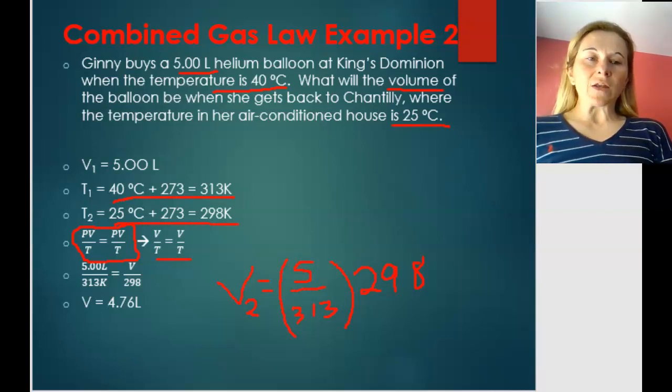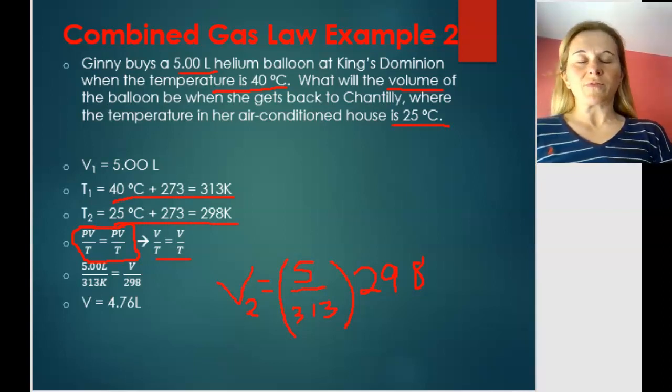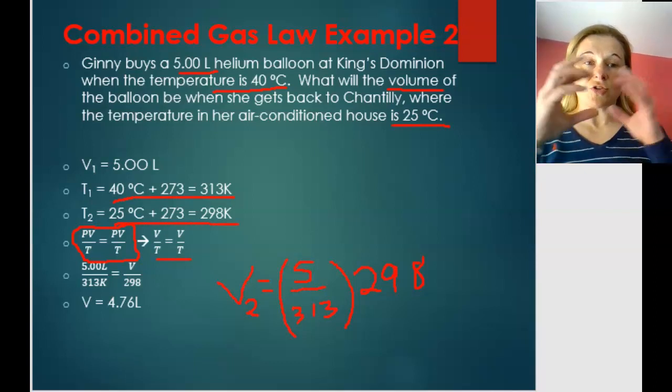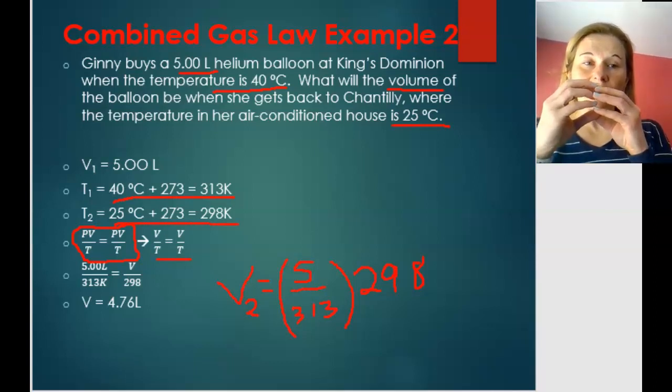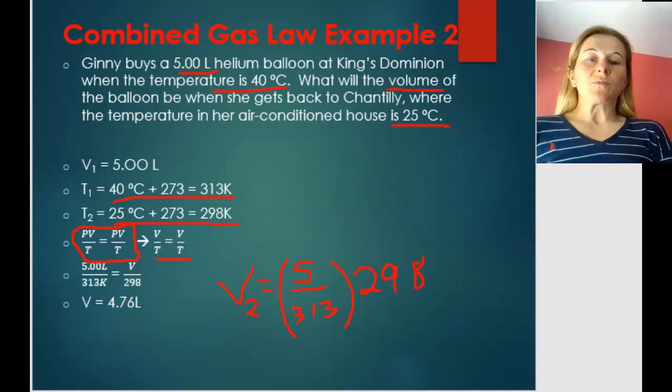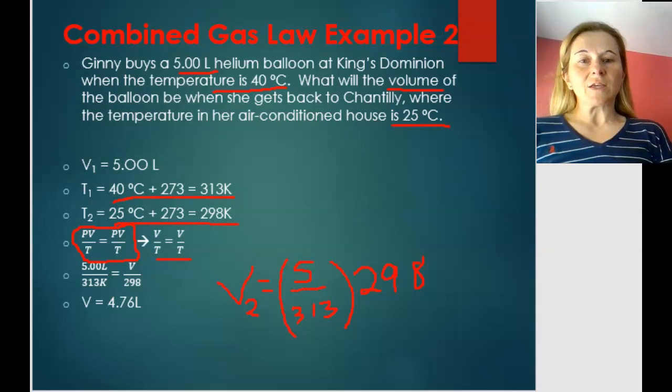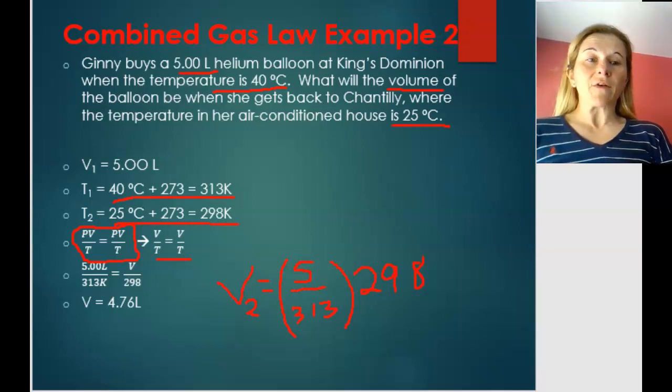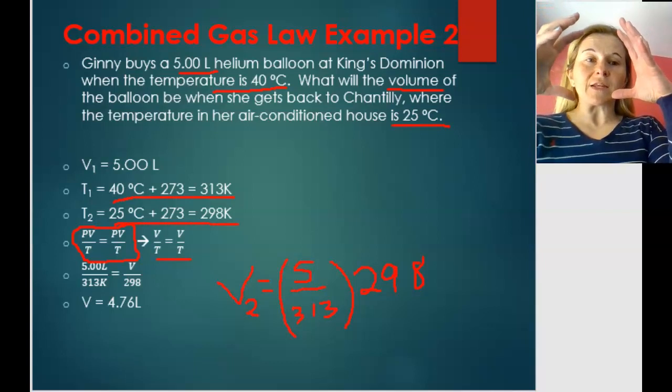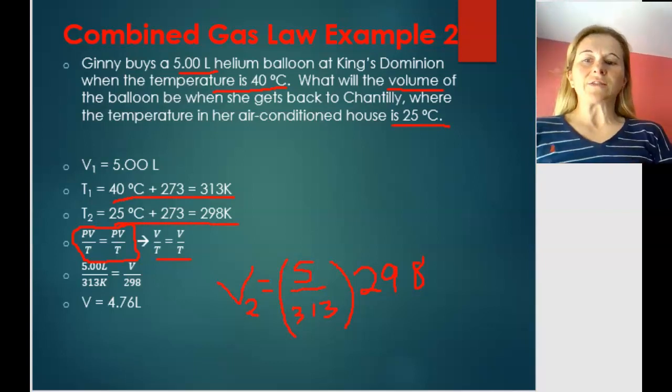So basically, we've taken a warm balloon and we've cooled it. When we reduce temperature, our volume should reduce. Right? When we put something that's warm in the refrigerator, it's going to contract. And when we take something that's cold and we heat it up, it's going to expand. So because we've cooled something, the volume should be less. So here we see our original volume's 5 liters, and in that nice cold apartment, it's 4.76 liters. So it lost a little bit of volume. So that balloon from King's Dominion is going to be a little bit smaller in Ginny's apartment.